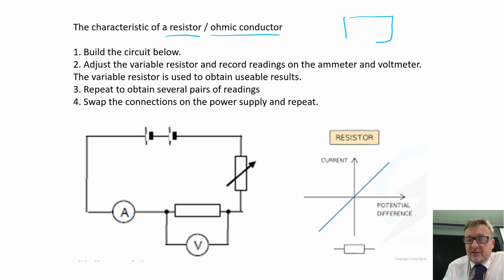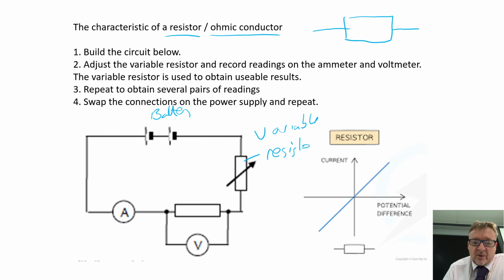Symbol for a resistor is a rectangle with two lines coming on each side. What you've got to do is build the circuit that is below. So here we've got a power source, which is kind of like a battery. We've got a variable resistor, a voltmeter, an ammeter, and we've got our ohmic conductor or a resistor. And obviously each one of those lines in between is then a wire.